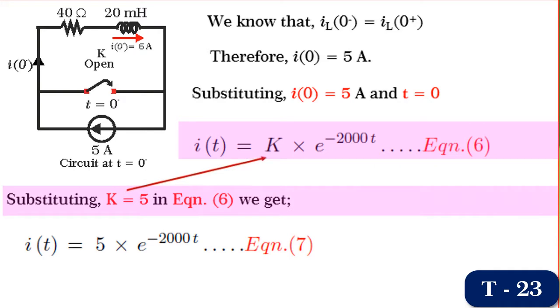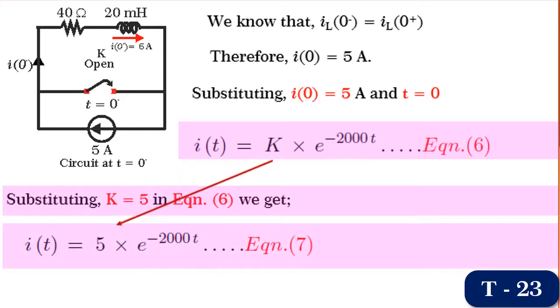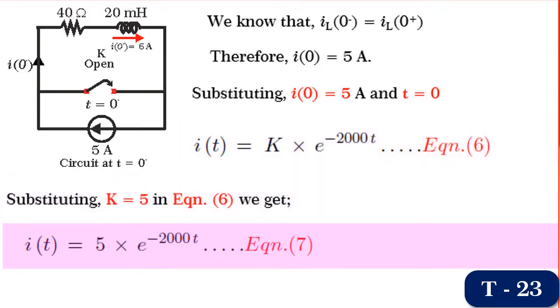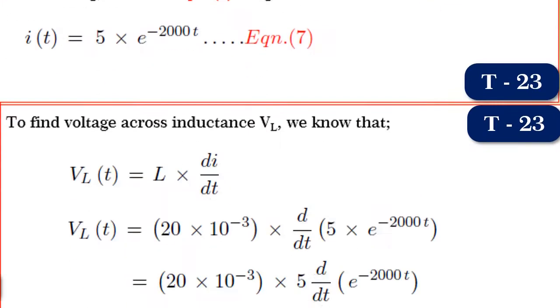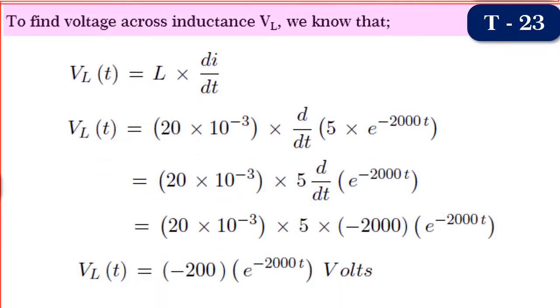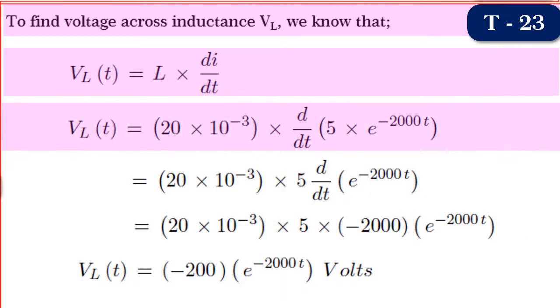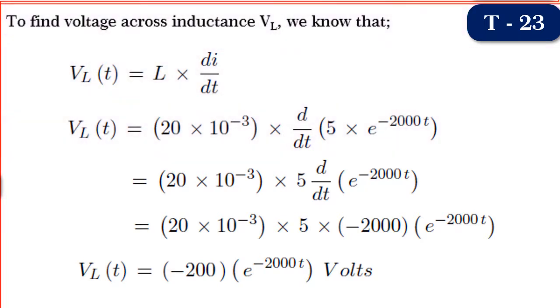By substituting this value of K in equation 6, we get I(t) is equal to 5 e to the power of minus 2000 t, let it be equation 7, and this is the complete solution for I(t). To find VL(t), we know that VL is equal to L into di by dt. By substituting the values and solving it, we get VL is equal to minus 200 e to the power of minus 2000 t volts.